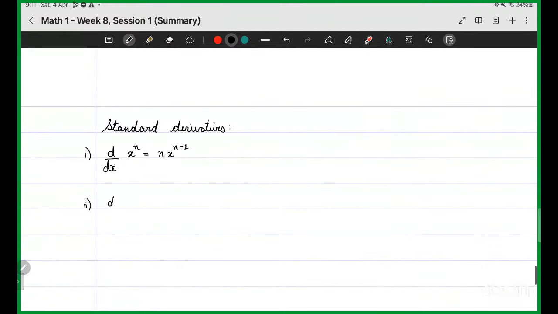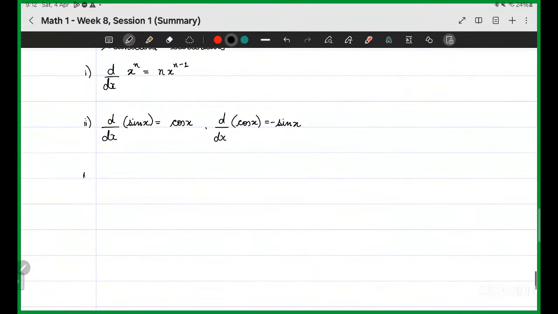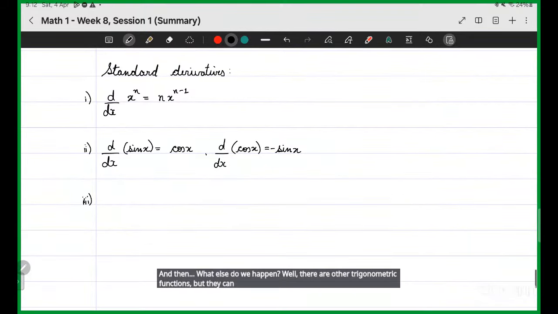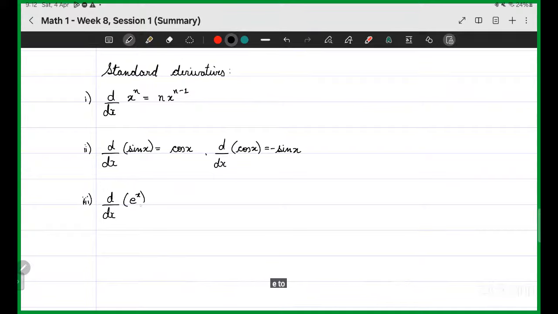Then trigonometric functions, I'll just write sine and cos. And what else do we have? Well, there are other trigonometric functions, but they can all be derived from this and the properties of derivatives that I'll state. And then d by dx of e to the x we have already seen is e to the x itself. And d by dx of log x is 1 by x.